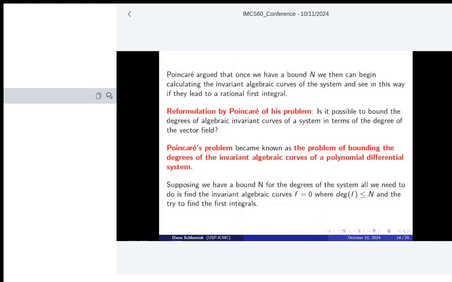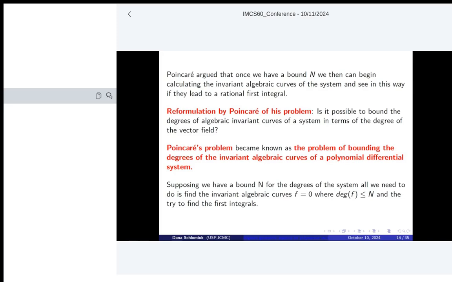Next, please. Next page. Now, Poincaré argued that once we have a bound for the invariant algebraic curves of the system, then we can begin calculating, first the lines and then the conics and so on. Because we have the bound, the process must stop at some point, and we can decide if we have or not a rational first integral. So the reformulation by Poincaré of his problem is the following. Is it possible to bound the degrees of algebraic invariant curves of a system in terms of the degree of the vector field? Poincaré's problem became known as the problem of bounding the degree of invariant algebraic curves of polynomial differential systems.